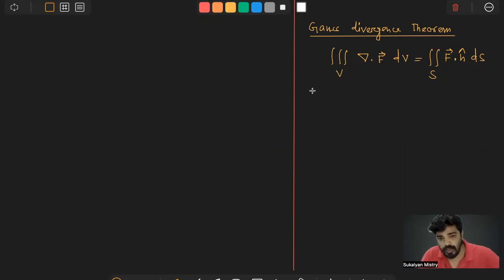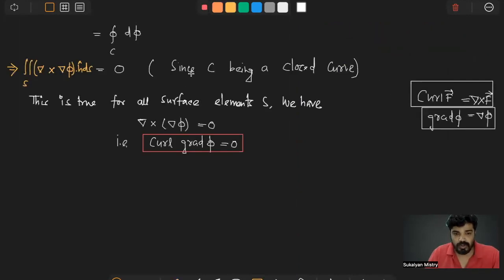Okay, so we take F equal to curl F. Curl F means del cross F. Just replace F by curl F. So now, answer 2, that is number 2.